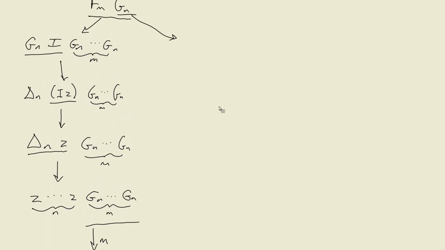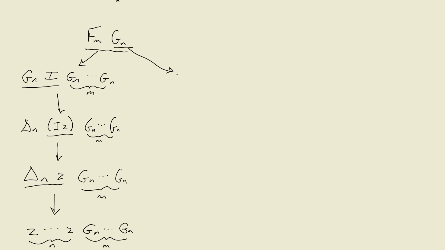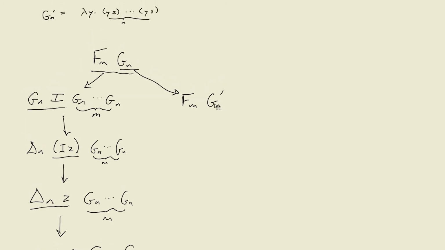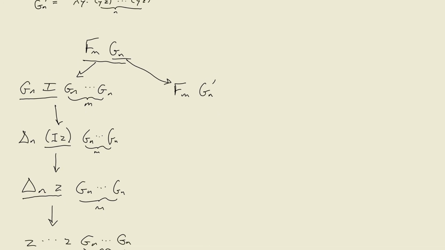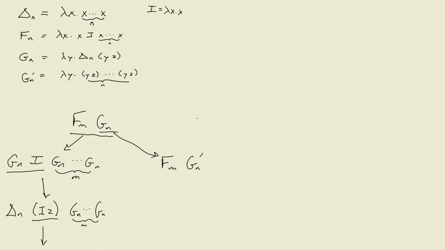Now let's look at the other path. The other path says, why don't you just do that reduction of gn right up front? So just do that, okay? And now do your fm reduction. So fm again basically just sprinkles the gn primes, and there's an I, and then there's a bunch more gn primes. Okay, so there's m of those.